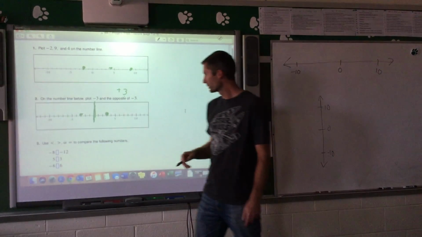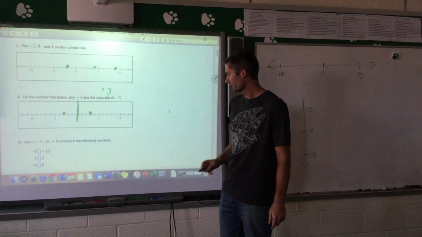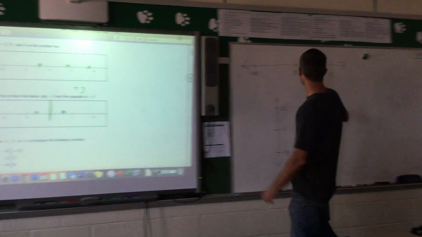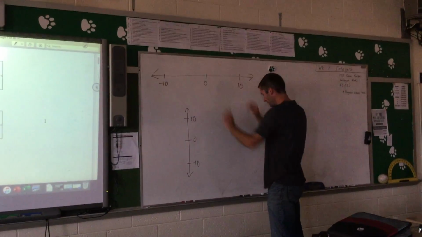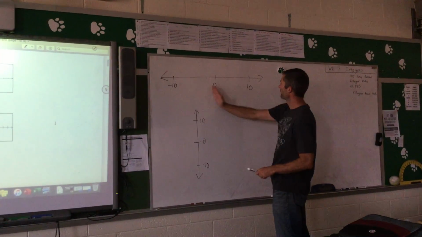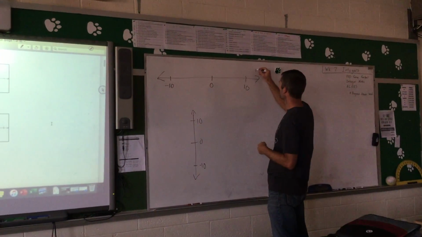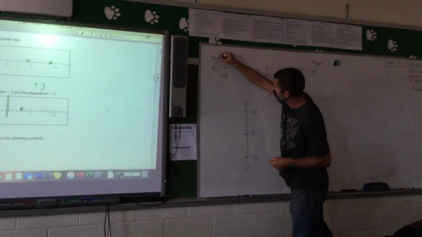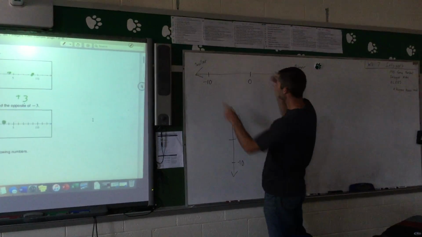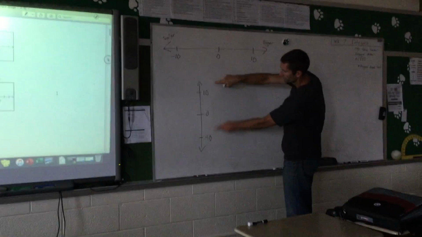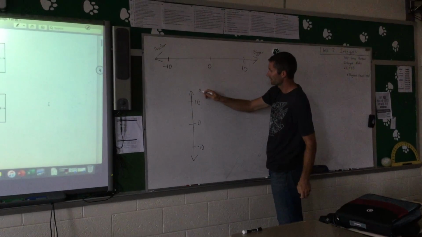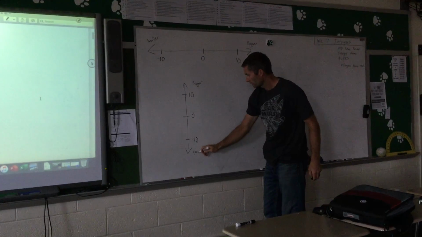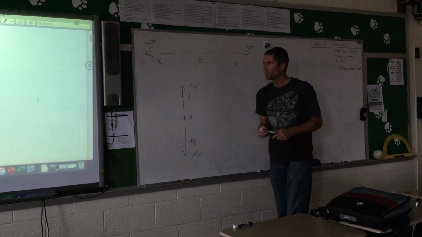Okay, next, we're going to use those symbols to compare the following numbers, -8 or -12. Okay, I want to look over at my number line here to help me with this. On my number line, the farther to the right is always bigger. The farther to the left is always smaller. Always. I like using a vertical number line like this. So the higher it is, the bigger it is. The lower it is, the smaller it is. You could go vertical or horizontal. I'm going to use the vertical number line.